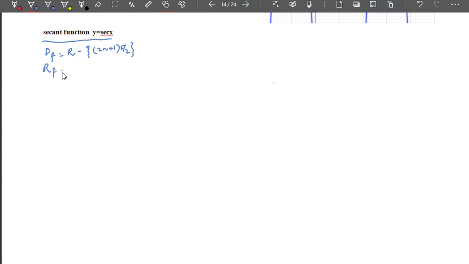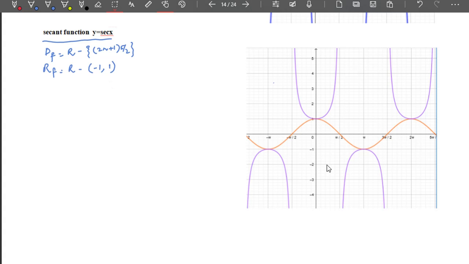Range, once again like cosec x, is R minus (-1, 1). So see the graph. This is also similar to the y is equal to cosec x graph. The only difference is a shift of pi by 2 angle, as it is between sin x and cos x. So all the basic trigonometric functions we have covered.